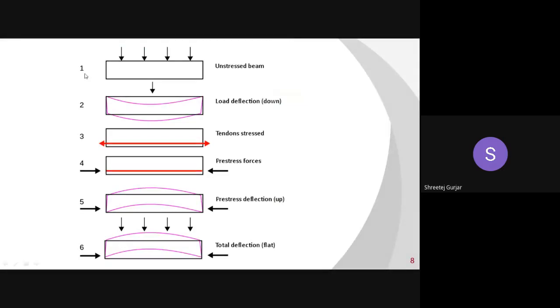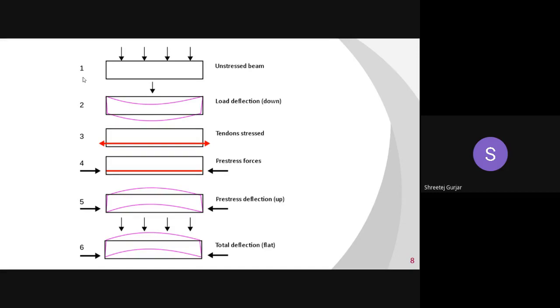So consider this. The first beam you can see is numbered one. It is an unstressed beam, a normal beam. It does not have any steel reinforcement. You just place your concrete in a form and bring it out. So there are no forces acting on this, internally or externally.